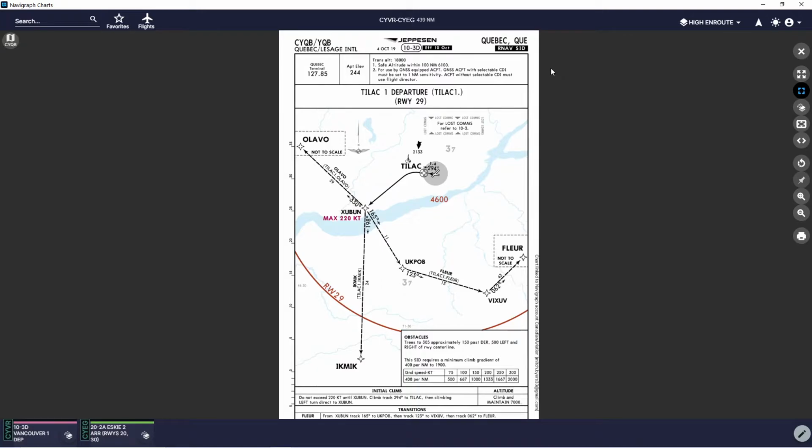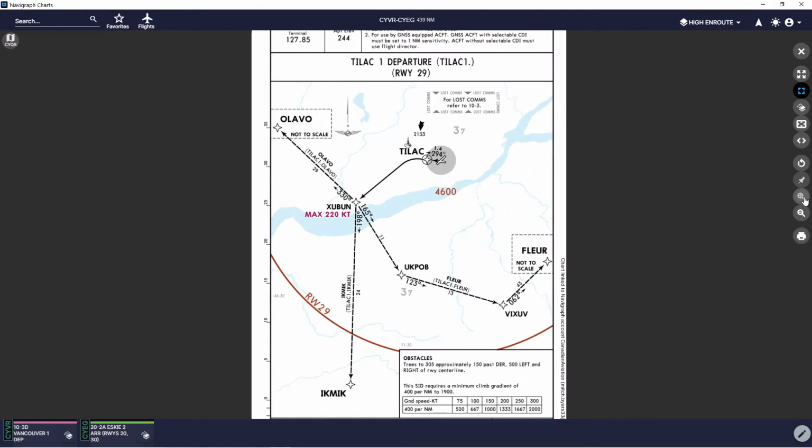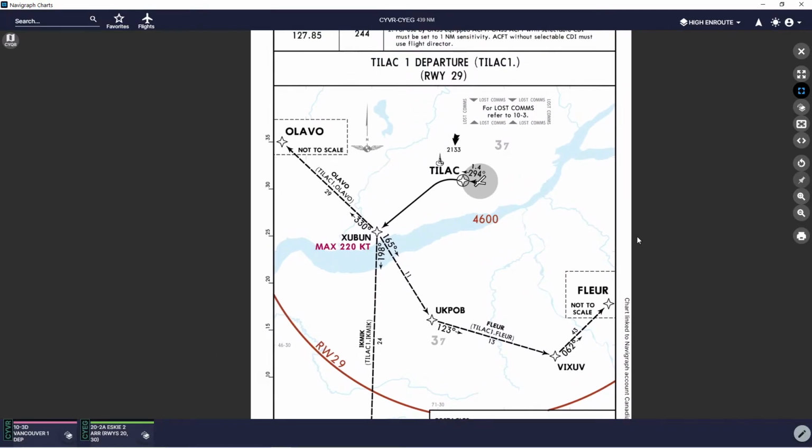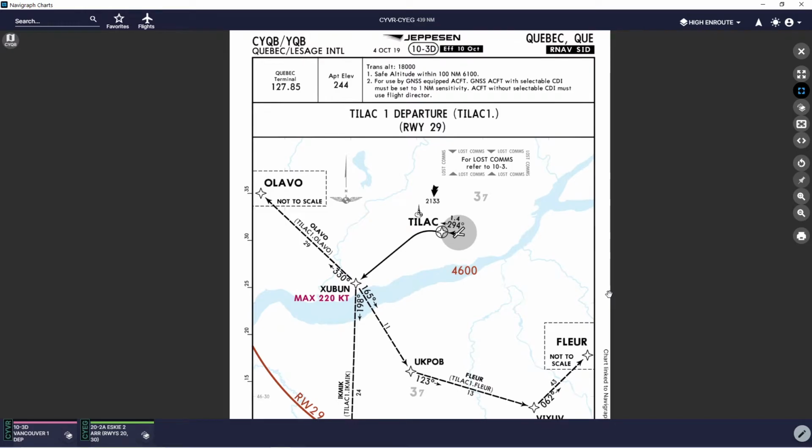This is a straight RNAV SID out of Quebec City. There are very few airports I know of in Canada that have this, and Quebec City is one of the rare ones that have a straight RNAV SID. There probably are a few more, but this is one that I know because I've flown out of Quebec City quite a few times myself to understand that this departure was here, and it made it very helpful to make this video today. But this is the last SID we have to cover, which is a straight RNAV SID.